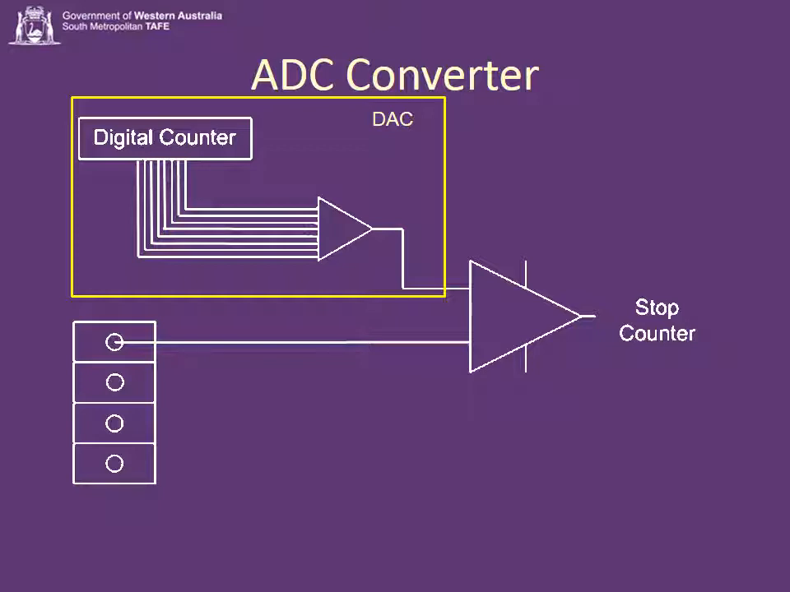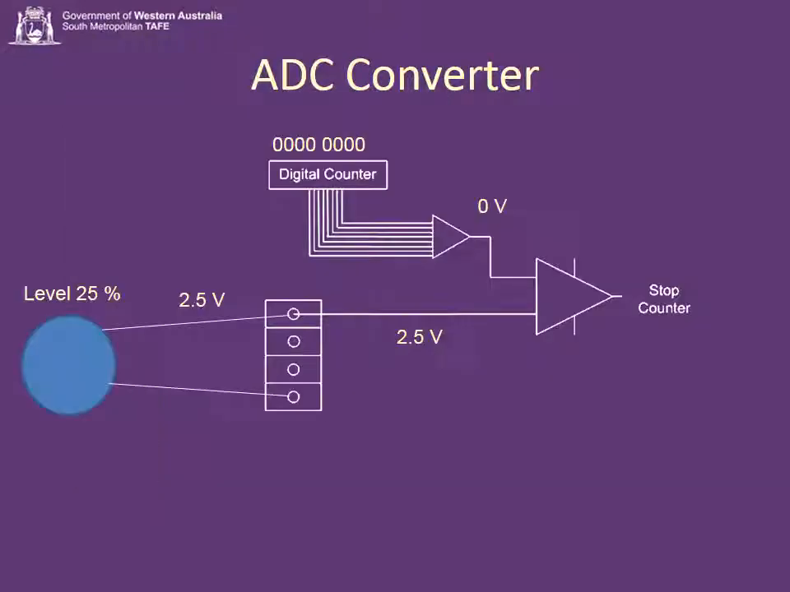I've used another op-amp as another triangle there on the right hand side. It's got stop counter written on it. This time the op-amp has been configured to be a comparator. It's going to compare the two signals, and when the two voltages coming into the little legs on the left are the same, it will trigger a stop counter signal. Okay, let's go through how it works.